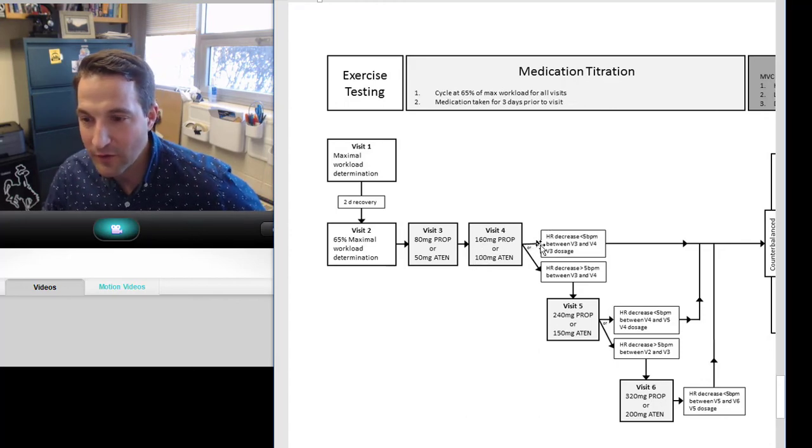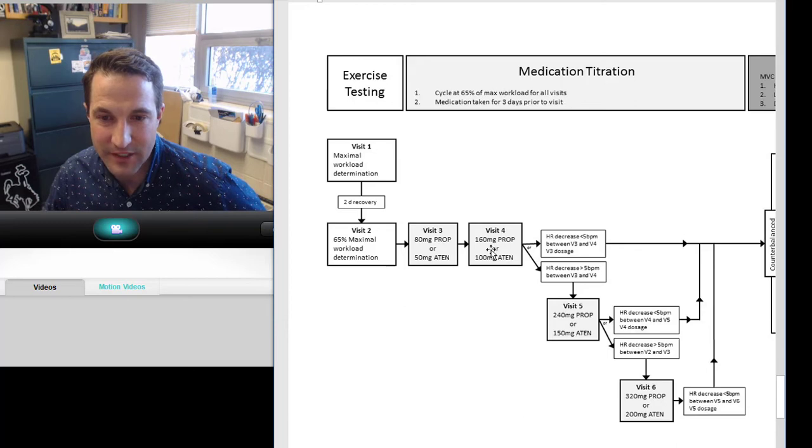Okay? Well, there's 2 outcomes to this second dosage. Well, first, if their heart rate decreased less than 5 beats per minute, so while they're exercising at the 65% of their max, was the heart rate, their max heart rate, less than 5 beats per minute different between these two? If it was less than 5 beats per minute difference, then we can say that there's no added benefit from adding on more medication. Therefore, this person is going to get the lowest dose possible.